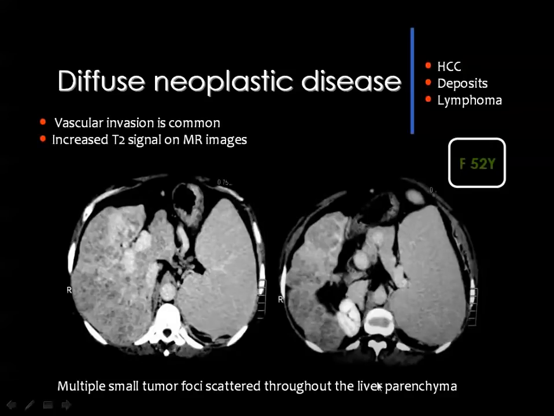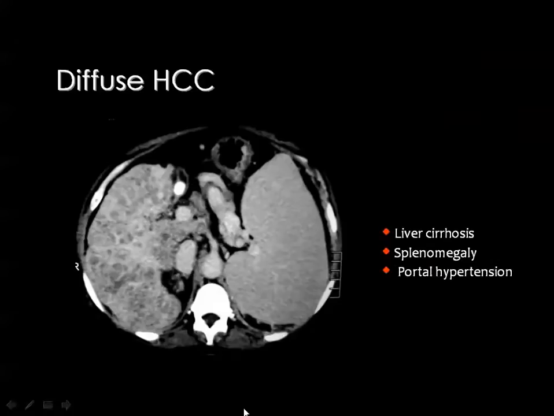Then the issue of diffuse neoplastic disease: we have diffuse hepatocarcinoma, diffuse metastasis, and diffuse lymphoma. The diffuse type of hepatocarcinoma is usually seen in the cirrhotic liver, and in this cirrhotic liver you see too many nodules scattered throughout the liver parenchyma, and they will show enhancement in the arterial phase and washout in the portal and the delayed phases.